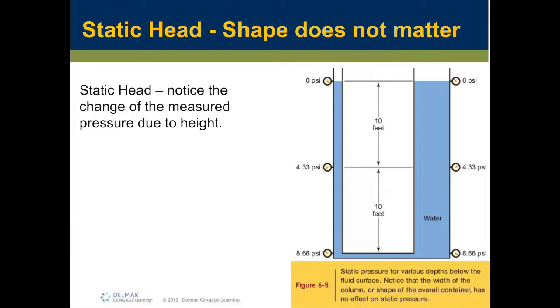So this next one here, I want to look at this. Now we talked about shape doesn't matter, but the head does, the static does. So in this top one, you'll notice that I'm at 0. I went down 10 feet, and you'll notice how my pressure went up to 4.33 psi. I even added another 10 feet of height on top of that, and now I'm up to another 4.33. So that total comes out to about 8.66 psi.